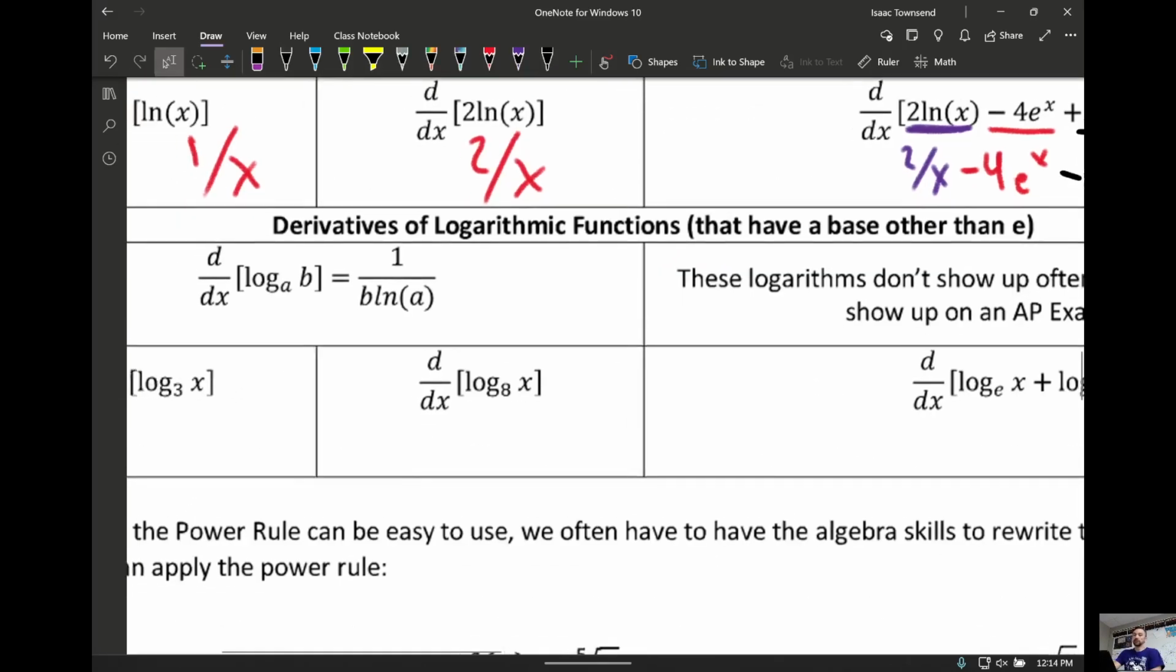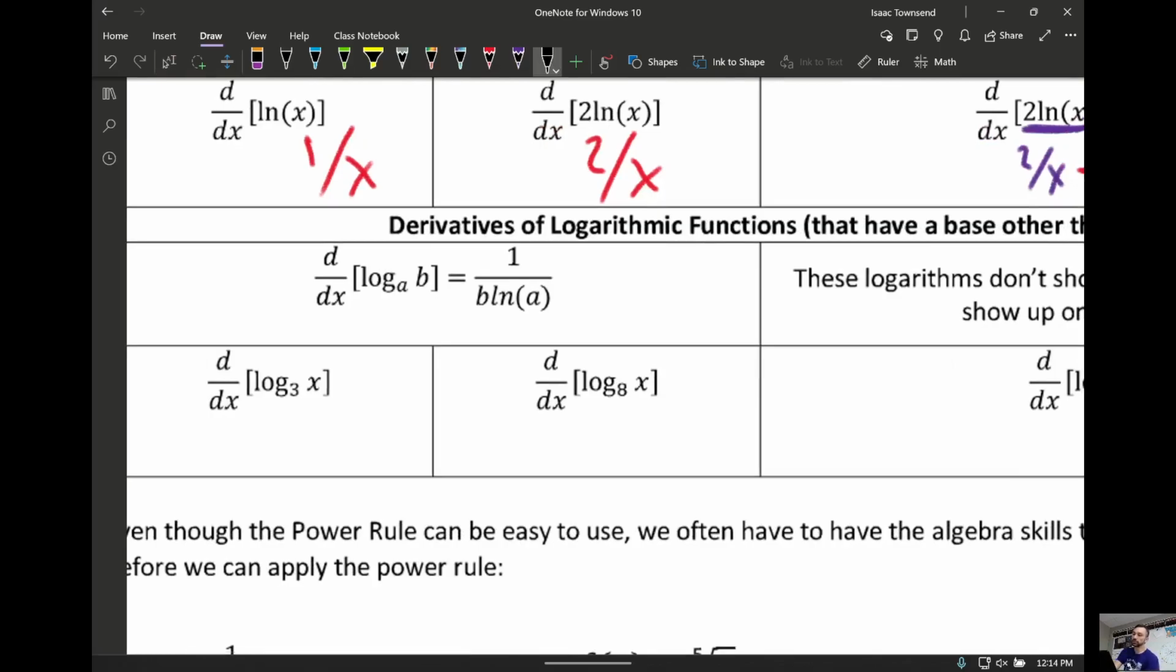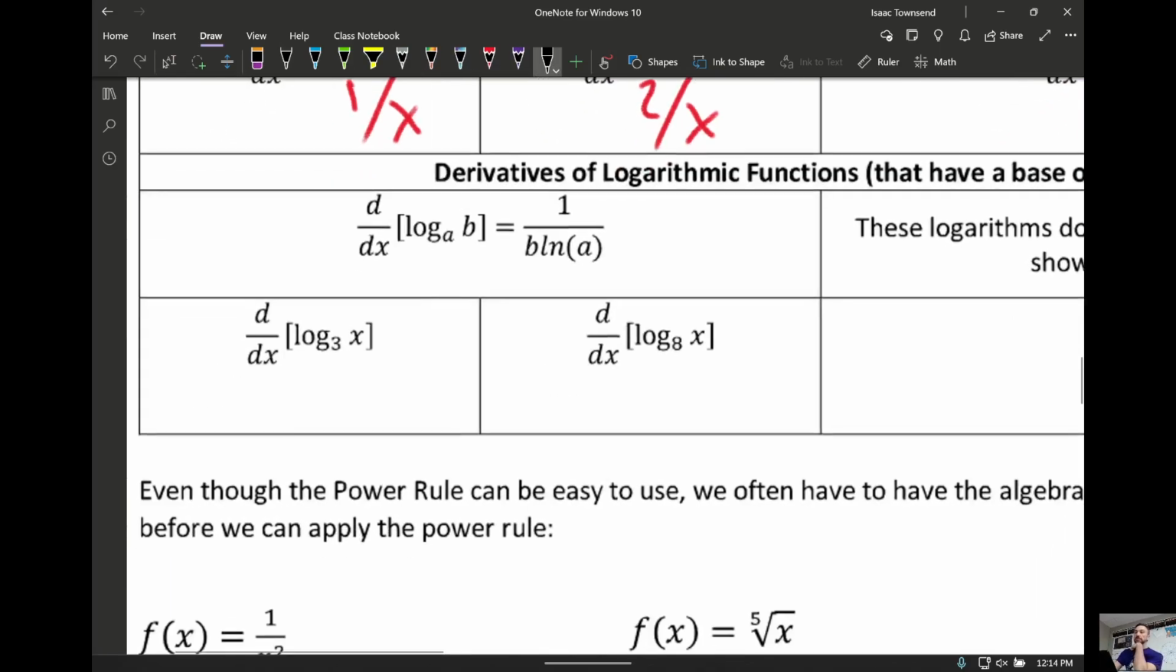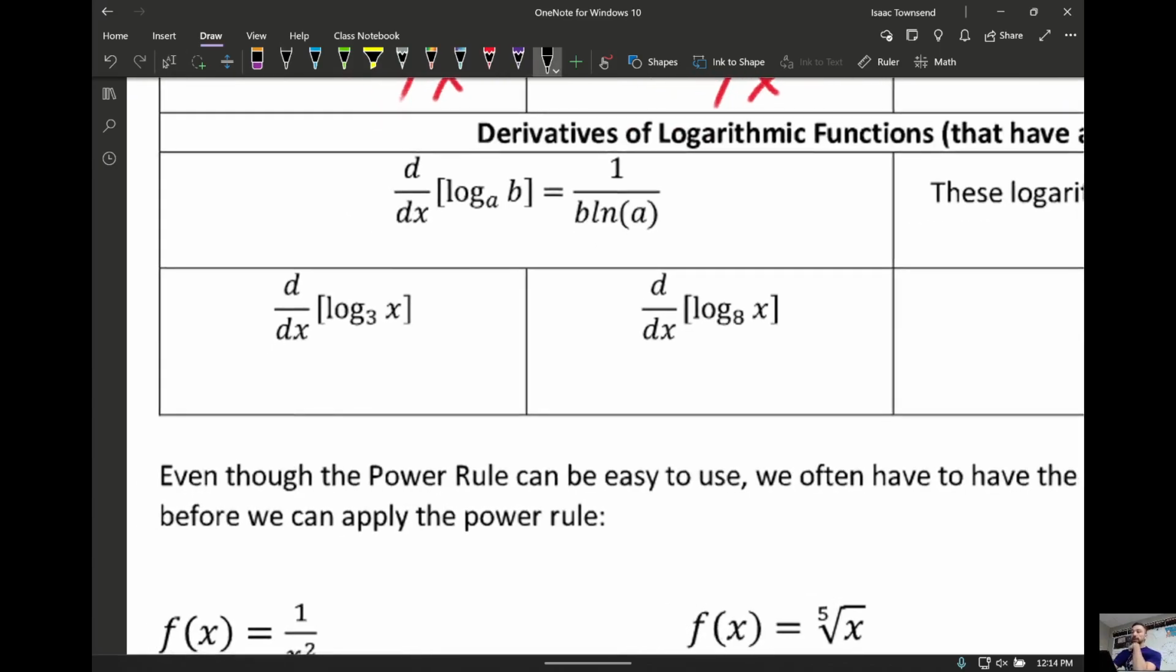Okay, other logarithms, as I have noted here, these don't show up very often, but they can show up on the AP exam. This is not one I would worry about at this point, but let's go ahead and document your notes anyway so you have something to look back at. If you call this down here A, and the thing you're taking the log of B, you can do 1 over B, and then in the denominator, natural log of what the base is. So 1 over what you're taking the log of, and then natural log of the base in the denominator.